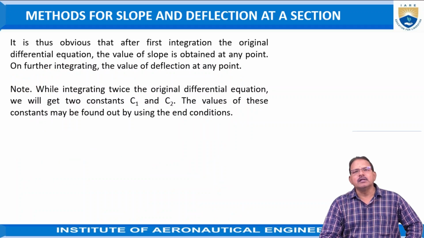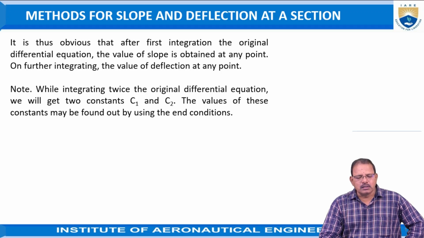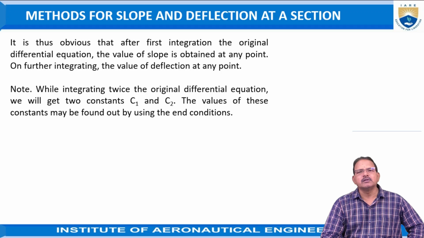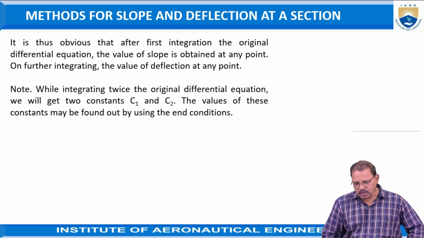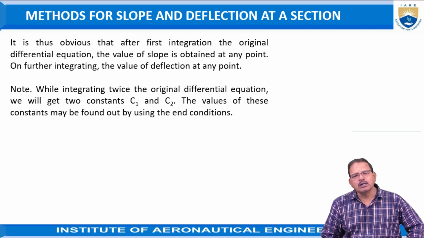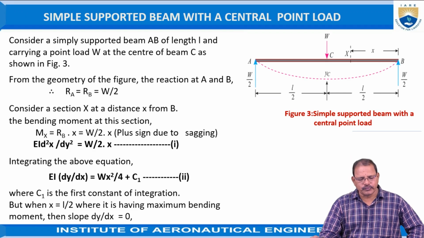So from this relationship, it is obvious that the first integration is useful for determination of slope, and the second integration is useful for the determination of deflection of the beams. C1 and C2 represent the integration constants, which can be evaluated by using the end conditions of the beam.